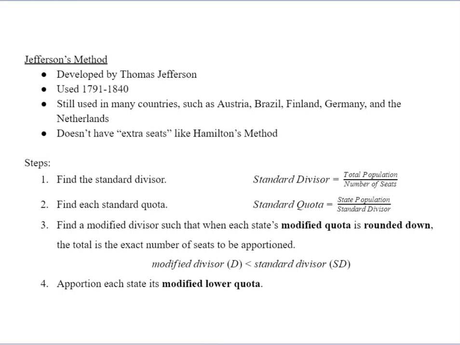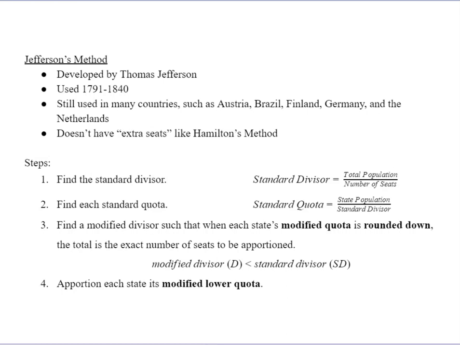Today we are going to take a look at three more methods for apportionment. We have Jefferson's method, Adams' method, and Webster's method. They are all very similar except for one small little change, which is why I've chosen to do them all at once. The first method we're going to look at is Jefferson's method, which was developed by Thomas Jefferson.